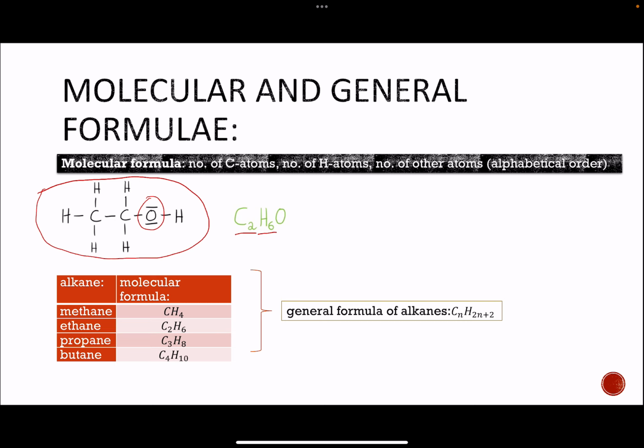So for example, n is a variable, and if we want to know the molecular formula of the alkane having 4 carbon atoms in a row, then we put n equals 4, and the molecular formula can be calculated as C4H 2 times 4 plus 2, and that's the same as C4H 8 plus 2, that's H10. And you see that we have figured out the molecular formula of butane. So that's how you can use a general formula to calculate the molecular formula of any alkane you would like.